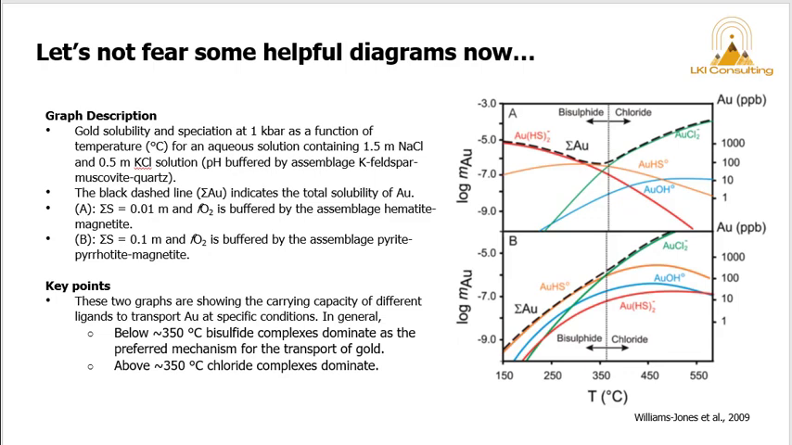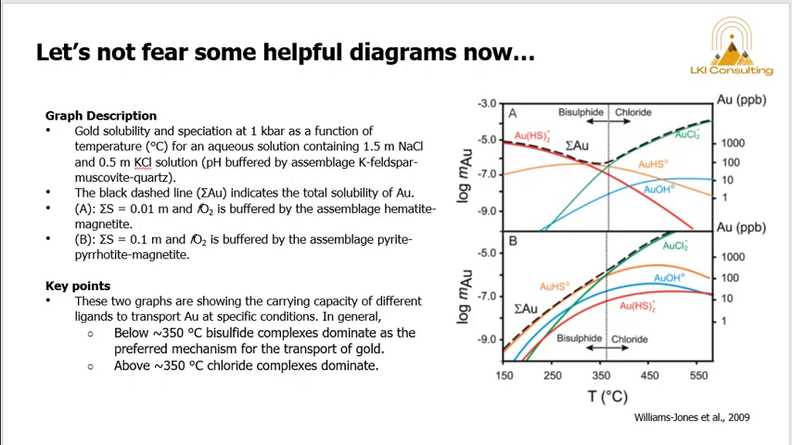Now that we've gone over some chemistry basics, I want to introduce a diagram that's very helpful when talking about the transport of gold as a chloride and as a bisulfide species. The parameters we have are gold solubility in ppb and molality, on both of the y-axes, and speciation. The different complexes are seen in the different colors, at 1 kilobar pressure and as a function of temperature in degrees Celsius, which you can see on the x-axis, for an aqueous solution containing 1.5 NaCl and a 0.5 KCl solution.